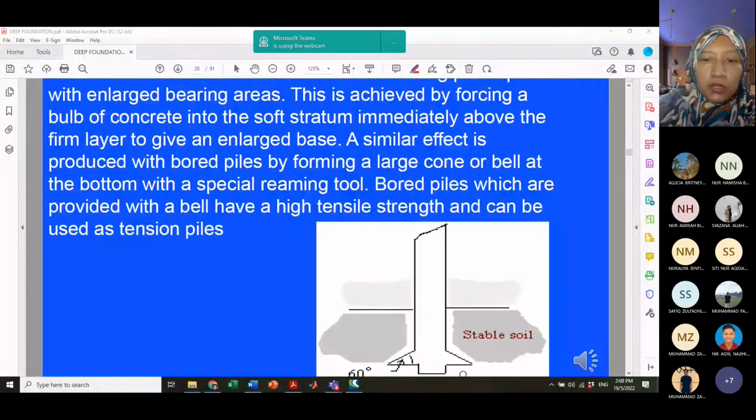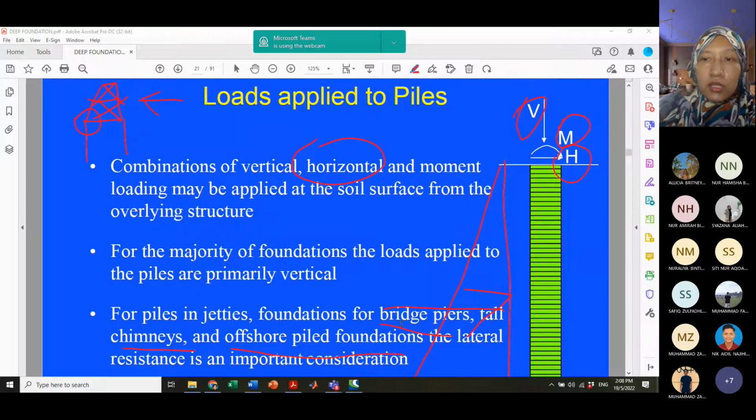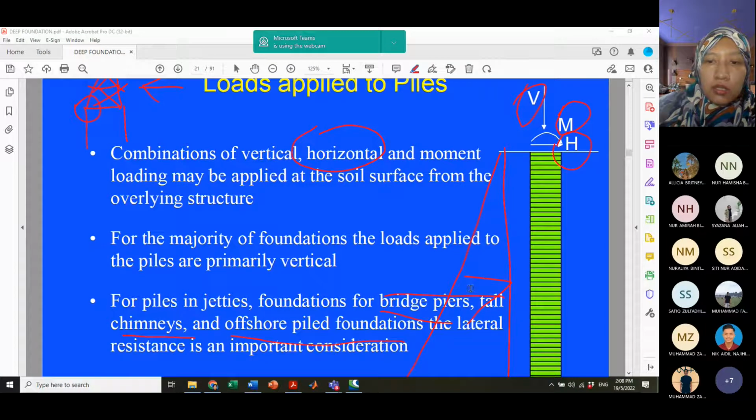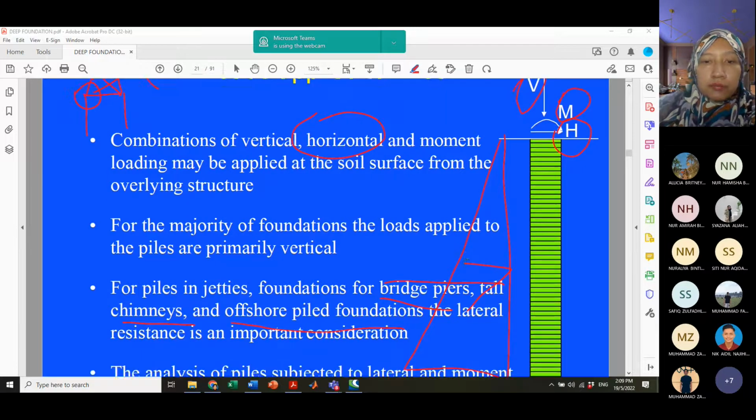So for the applications of the bell pile here, you can see that the bottom of the pile is not a straight length; now you can see a bell shape. So the functions of the combined loadings or load carrying capacity of the piles depend on their functions, near the offshore or near bridge piers or in other areas. So the pile can actually carry vertical load, horizontal load and also moment. The complex analysis will be when you have a pile subjected to all these combined loadings.